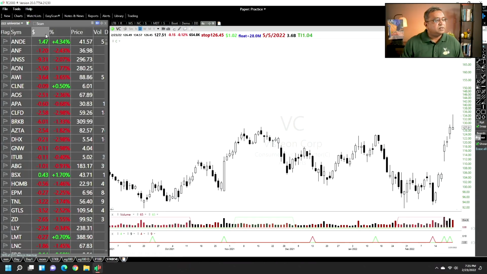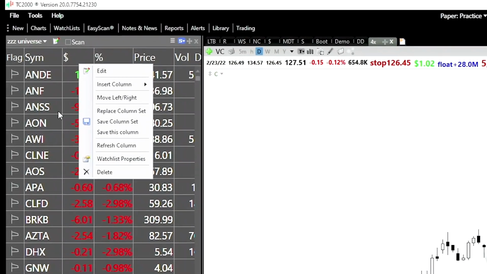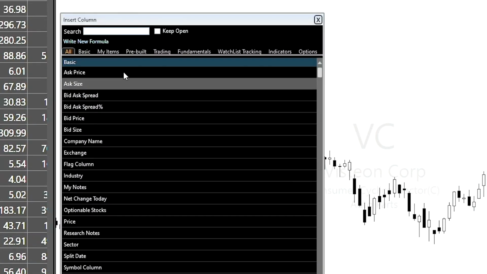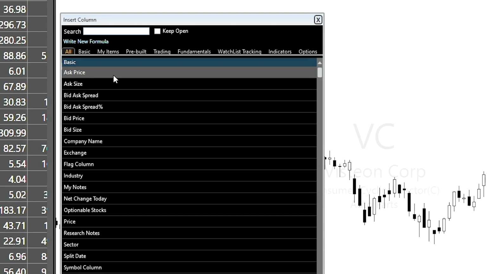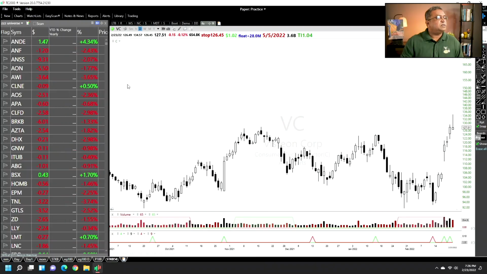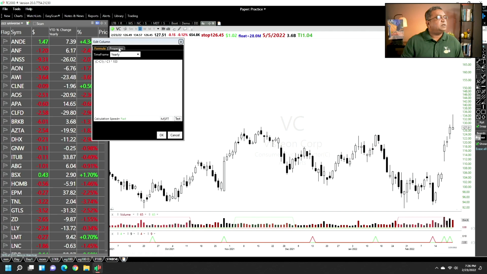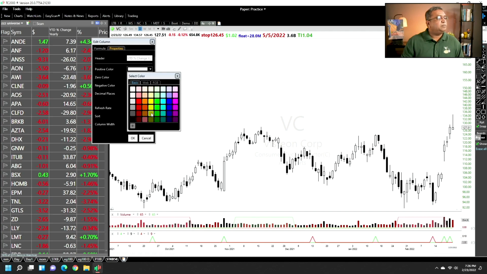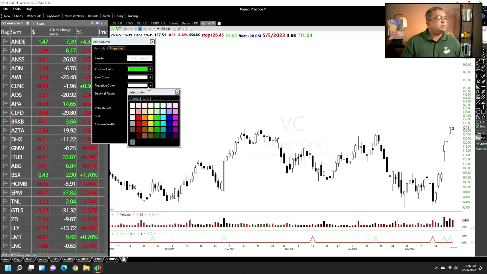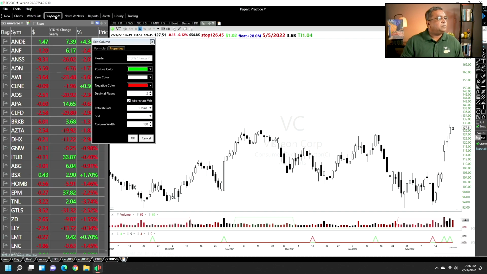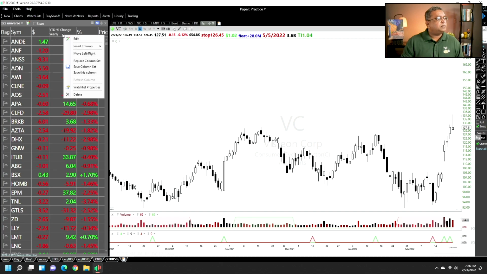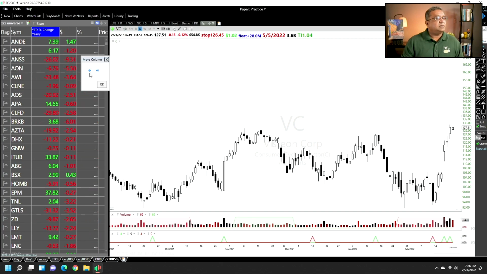And now what we are going to do is there's an inbuilt column in TC 2000 called YTD percentage change, which is basically the percentage change calculated from the first trading day of the year. So we can insert that column. The value column which we'll insert is YTD, and when you insert that, it will say YTD percentage change. We'll edit that to make positive colors green, and negative colors red. That way you can see positive colors and negative colors. And I'm going to take this to the left, so that's the first column.